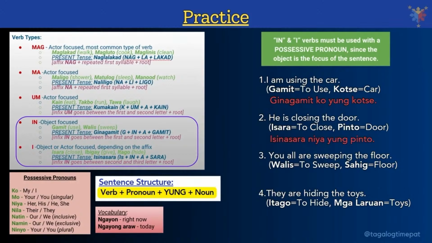All right, let's do number 2. He is closing the door. Isinasara niya yung pinto.